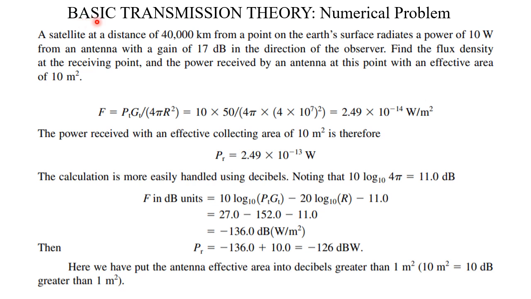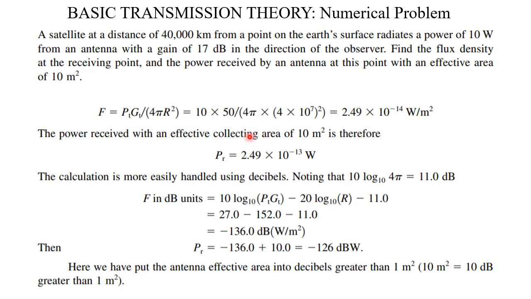Let us solve a numerical problem for basic transmission theory. A satellite at a distance of 40,000 km from a point on the Earth's surface radiates a power of 10 watt from an antenna with a gain of 17 dB in the direction of the observer. Find the flux density at the receiving point and the power received by an antenna at this point with an effective area of 10 meters square. Using the basic equation for flux density, F equal to PTGT by 4 pi r square, putting all the values given here, we got this value.